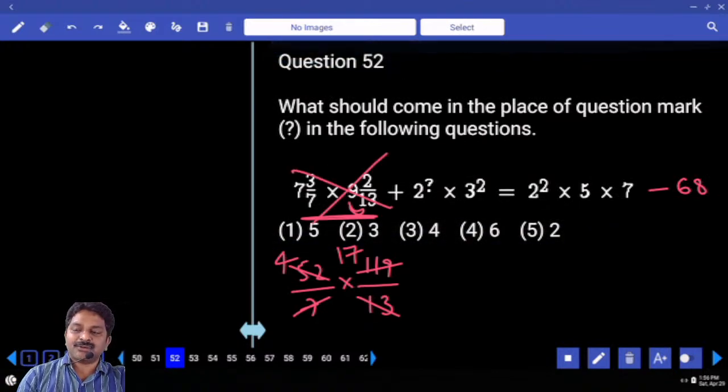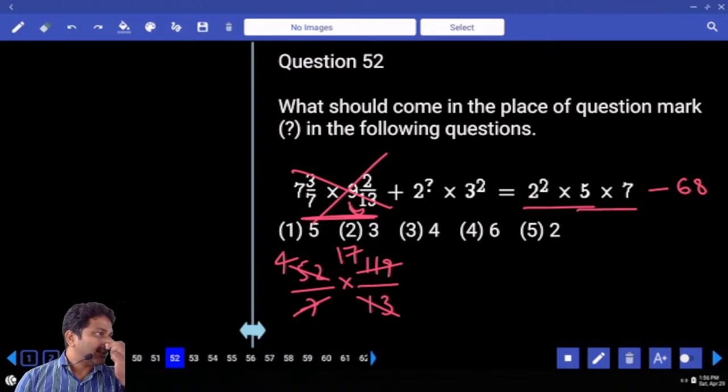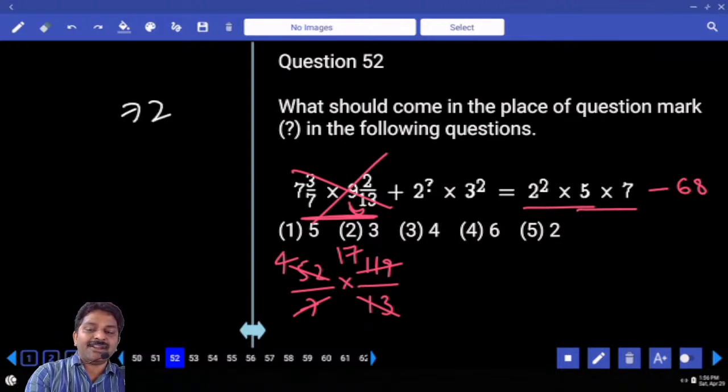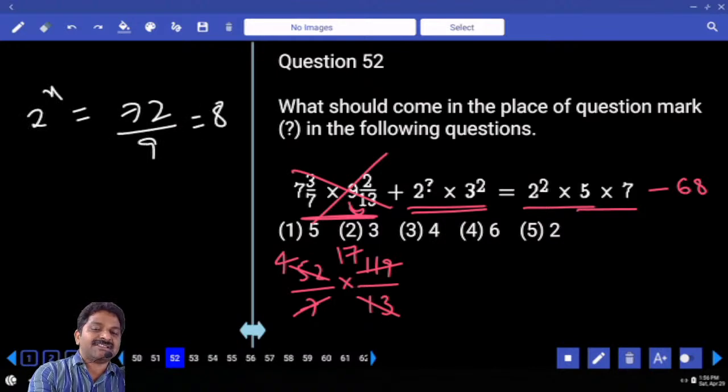Now this part is over. 2 square 4 5s 27 times 140 minus 68. 72 is equal to 2 power x into 3 square only. Then 2 power x is equal to divided by 3 square, which is 9. How much is this? 8. 8 can be written as 2 power 3. Answer 3. Option 2.